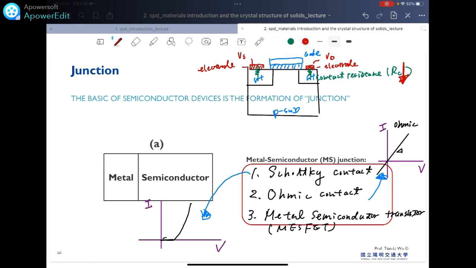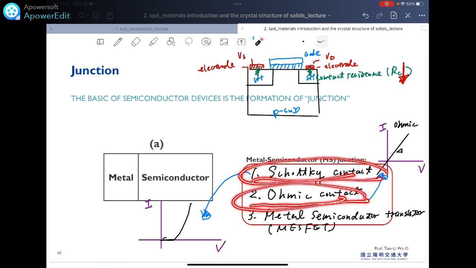So that's why we care so much about ohmic contact or Schottky contact, because both can happen in this interface. If you do a very bad job here, then your contact resistance will be extremely high. And in that case, you will have a very low drain current output.